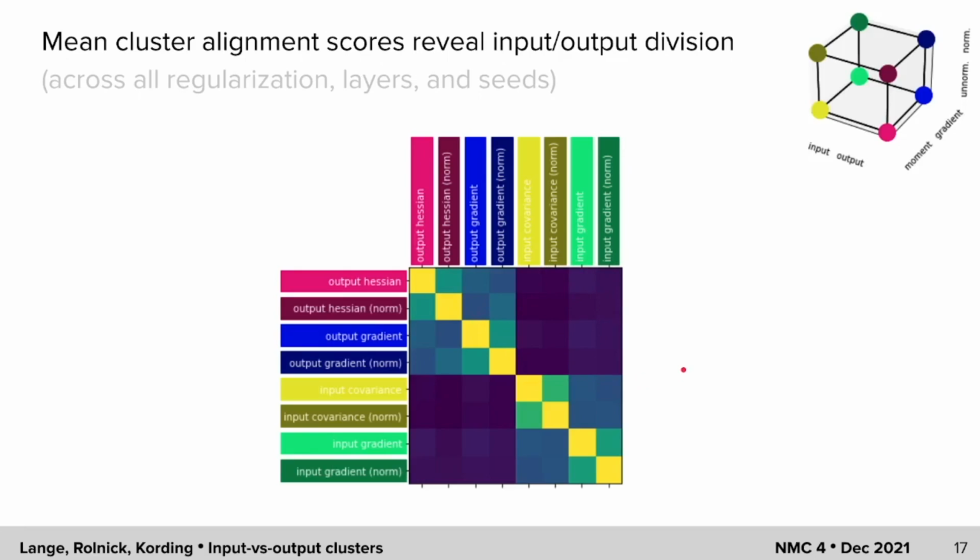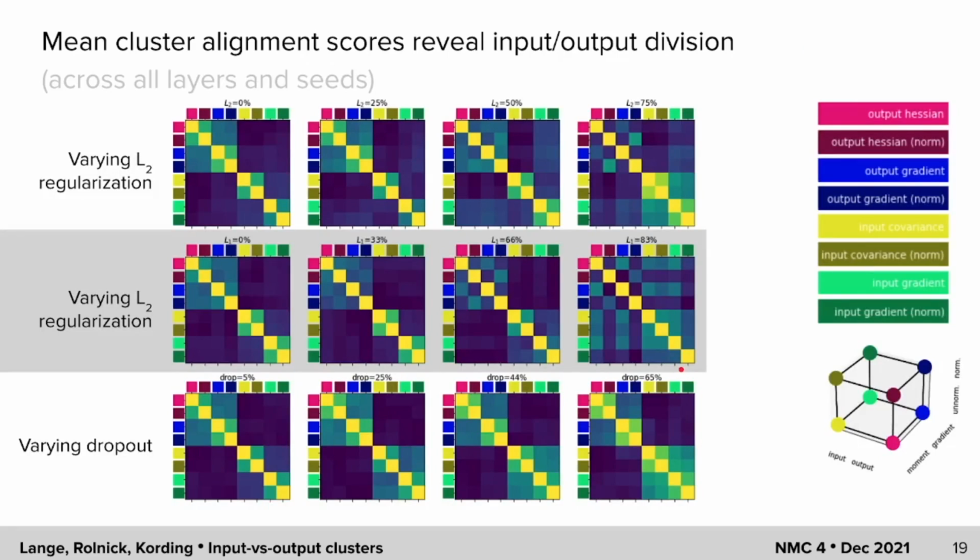However, this is a rough summary plot averaging over the various regularization methods we used. In this plot, I split the cluster alignment analysis by regularization type along the rows and regularization amount on the columns. The difference between input methods and output methods remains fairly robust, but we can also see some secondary patterns emerge, which unfortunately I don't have time to dive into here.